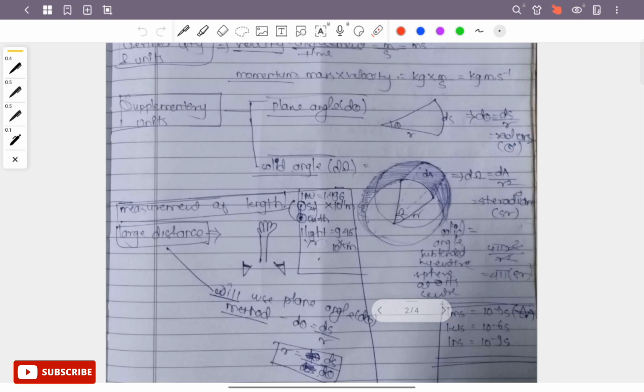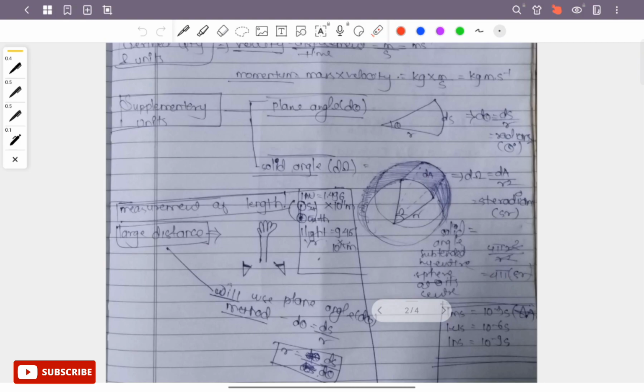We can say in 1 year, the light can only travel 9.467 × 10^15 meters. It was derived by the scientists. So that is the measurement of length, or we can measure the length of a big distance. Here one example is how we can measure a large distance.